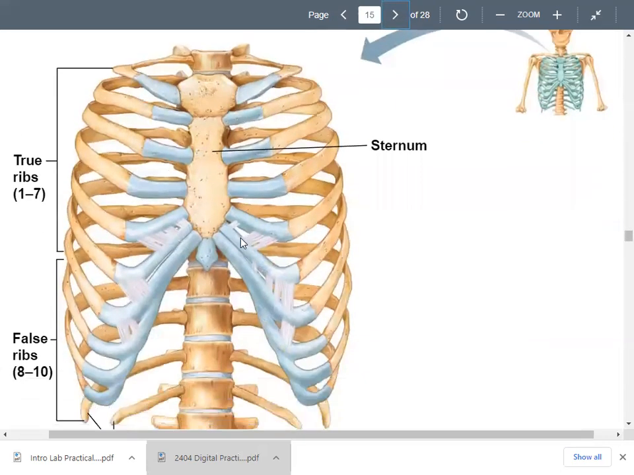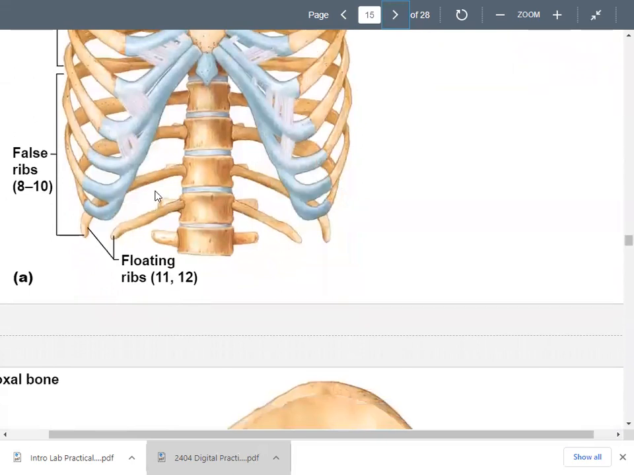All right, so what is this? Sternum, yes. Again, we've got the ribs. So 1, 2, 3, 4, 5, 6, 7. These are the true ribs, right? They have a direct connection. And then you've got 8, 9, and 10. These are false because they're connecting via 7. All right. Then down here you've got 11 and 12, which are floating because they don't connect at all.